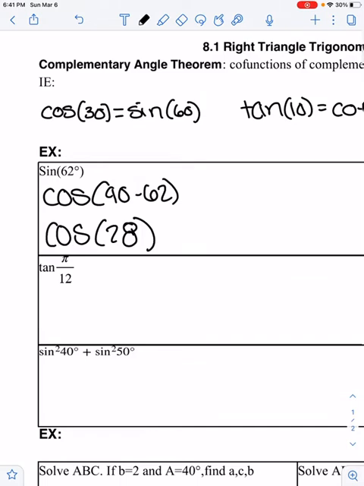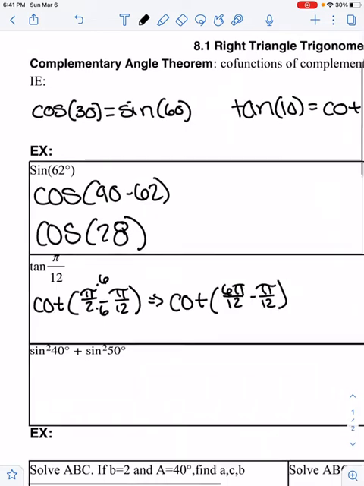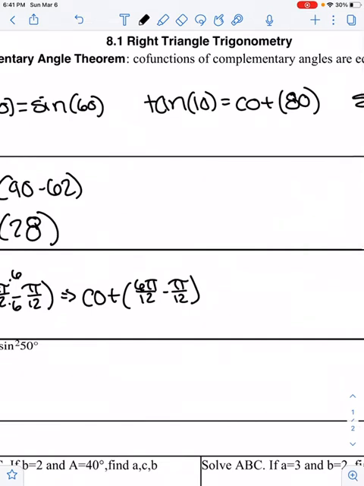Then we have tan pi over 12. Tan can be changed to cotangent, and we're doing 90 minus pi over 12. But 90 in radians is pi over 2. And then we need a common denominator. So I'm going to multiply the top and bottom by 6. And 6 pi minus pi is 5 pi.